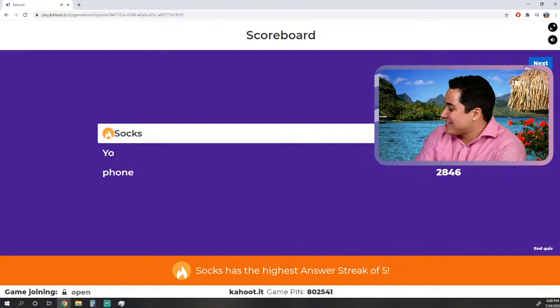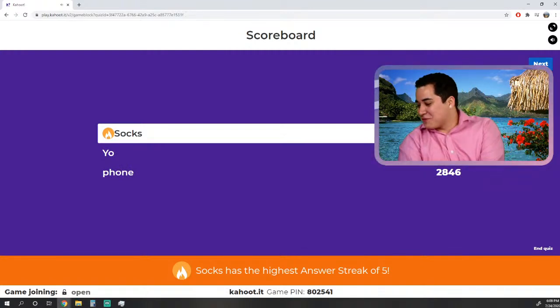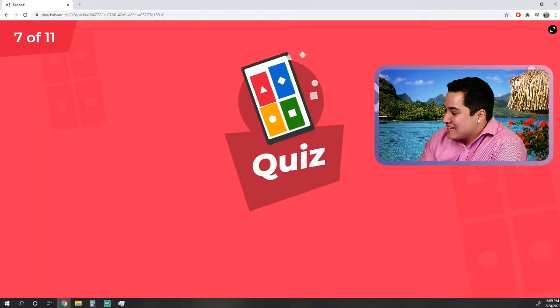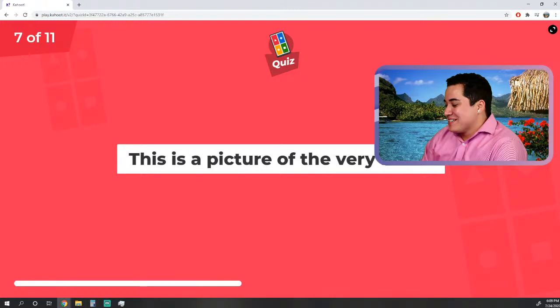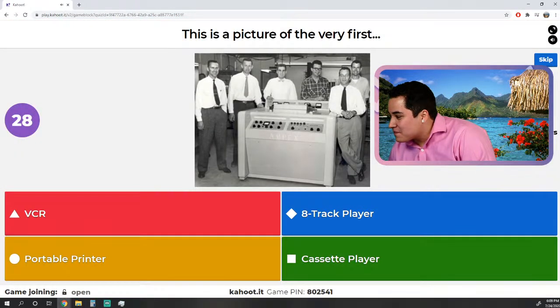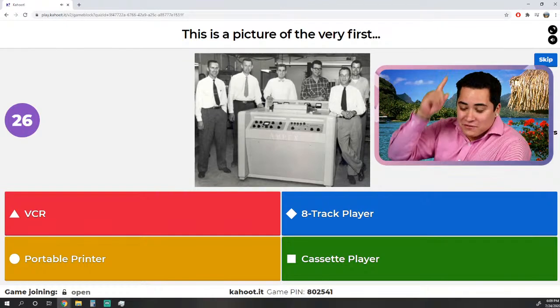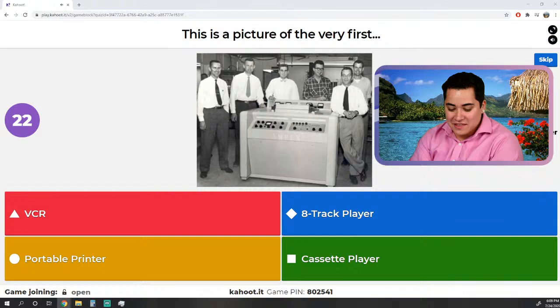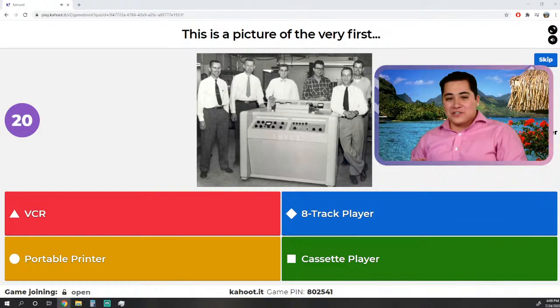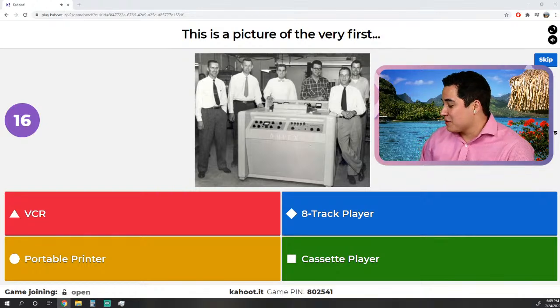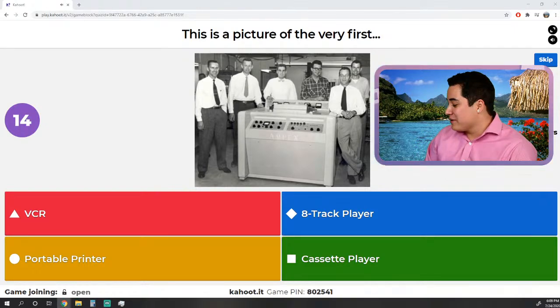So it looks like Sox is in first place with 5,000 points, and I came up into second place. Big shocker there. Let's keep moving on. Question number 7. Wait. Sorry, this is a picture of the very first what? Is it the very first VCR? The very first 8-track player? The very first portable printer? Look at that portable printer. Or is it the very first cassette player?